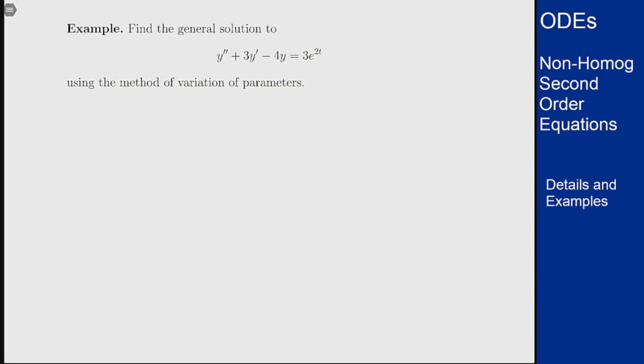In this video, we'll show an example of solving a second-order non-homogeneous equation using variation of parameters. So, for variation of parameters, we first need to find the homogeneous solution, and then we can use that to build up to the non-homogeneous solution.